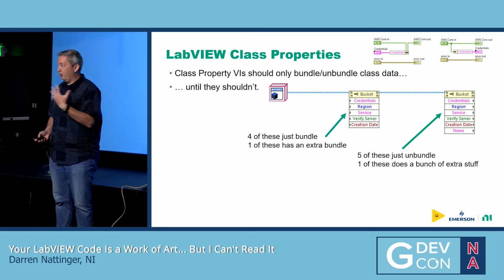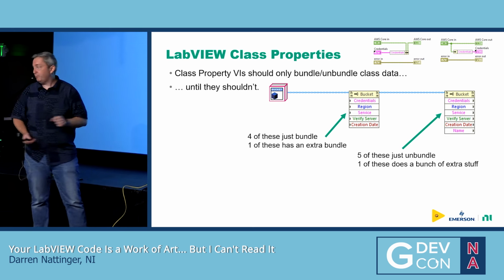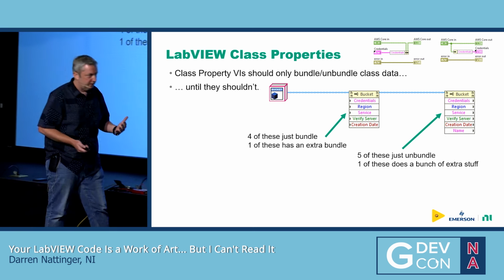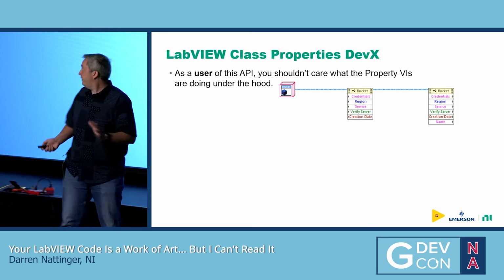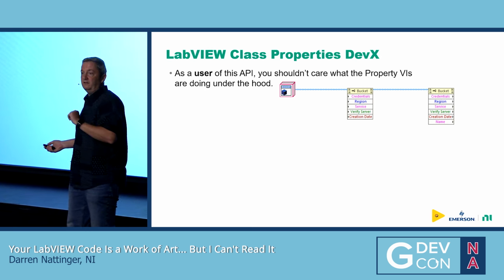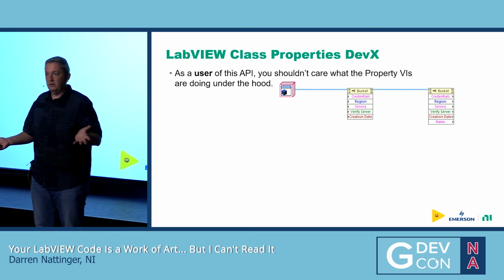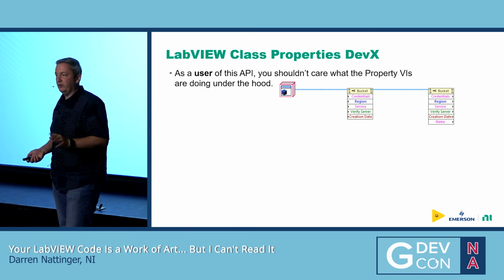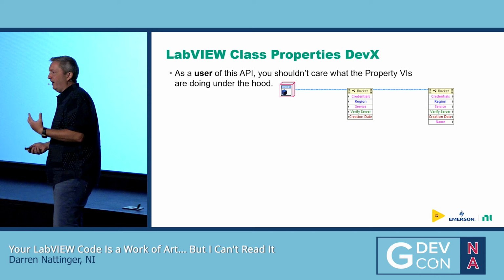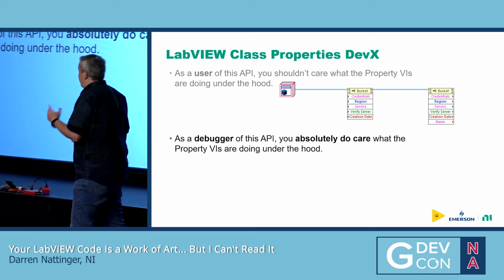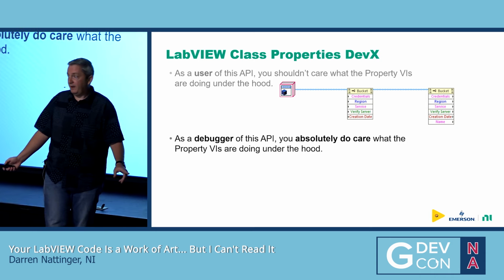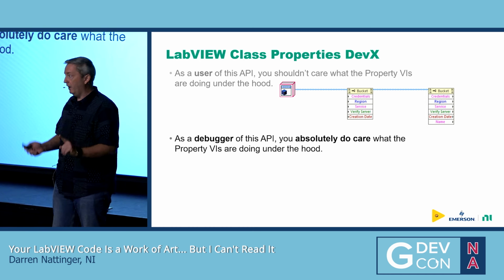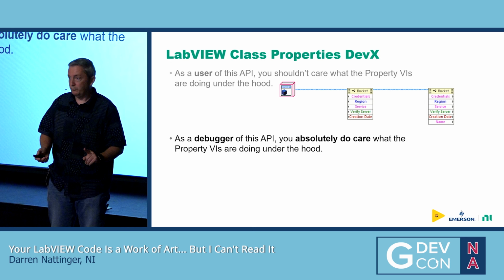There is no way that we as LabVIEW programmers can look at this block diagram and know what's going on behind the scenes. Now, if you're just using this API, you don't care. You don't need to care that when you write one of those properties, some other stuff is going on under the hood, because whoever wrote those property VIs did that for a reason. If you're debugging this API, you absolutely do care which of those property nodes are doing something other than just a bundle or an unbundle.